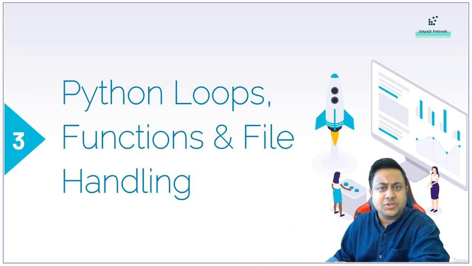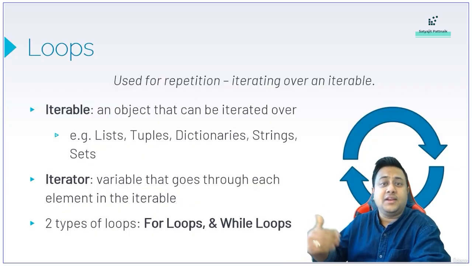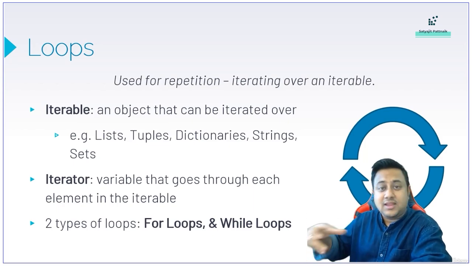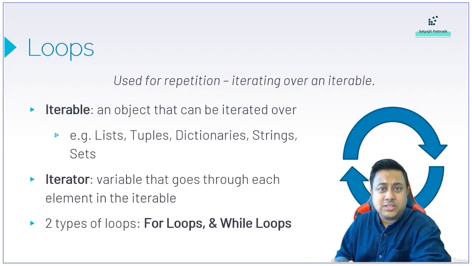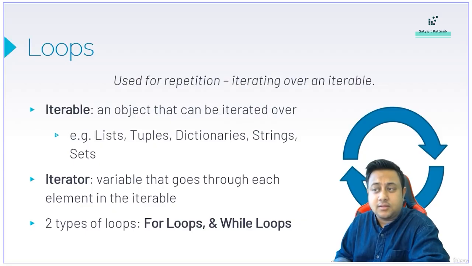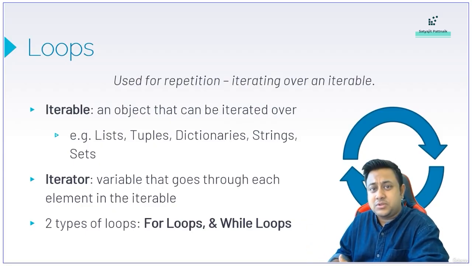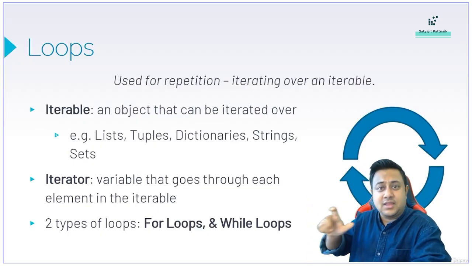What exactly are loops and iteration? Loops are used for repetitive work, used for repetition, iterating over an iterable. What is an iterable? That means one object that can be iterated over. So, in easy terms, from a layman's point of view, an iterable is an object that can be iterated over. And what are the examples of iterables? Lists, tuples, strings, dictionaries, sets, all these are iterable. That means you can iterate over all the elements of these entities.